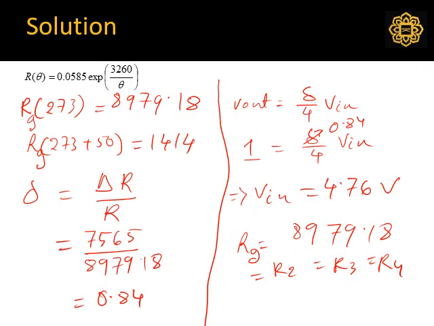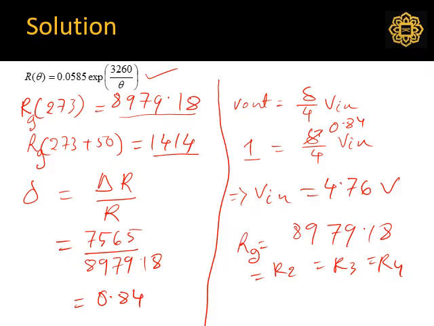Okay, so this is the equation. If you put in 0 to 50 degrees, where 273 means 0 degrees, you will get R to be this value. And if you do 273 plus 50 degrees, then R is this value. And del R is the difference between these two, the maximum change. So del R by R is 0.84. And you know the output voltage V out is del times V in, where del equals 0.84 by 4.